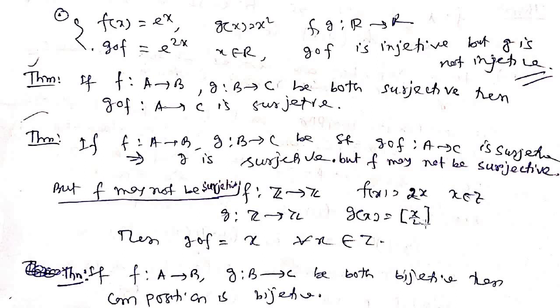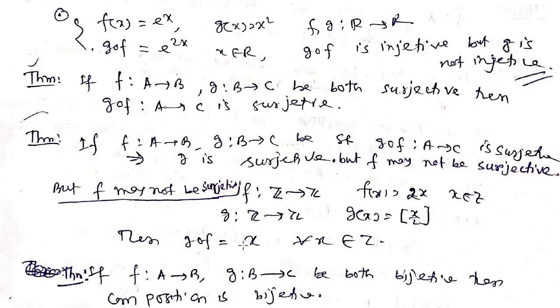The floor of x is defined as the greatest integer less than or equal to x. Then see, g compose f(x) equal to x only, because f(x) equal to 2x, and if we take half of 2x, then it will be x only. But this f is not surjective, because we cannot find a pre-image of the odd numbers. That is, 1 has no pre-image. But this g compose f is actually the identity mapping. So this is trivially surjective.